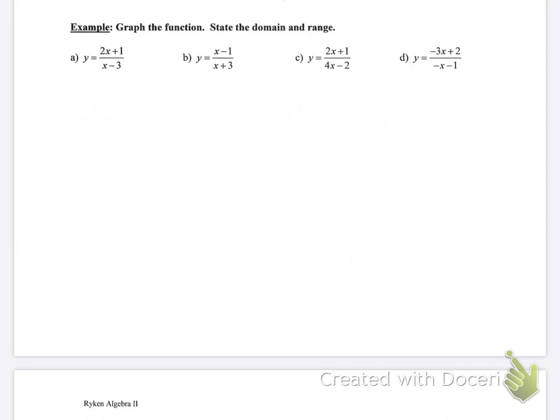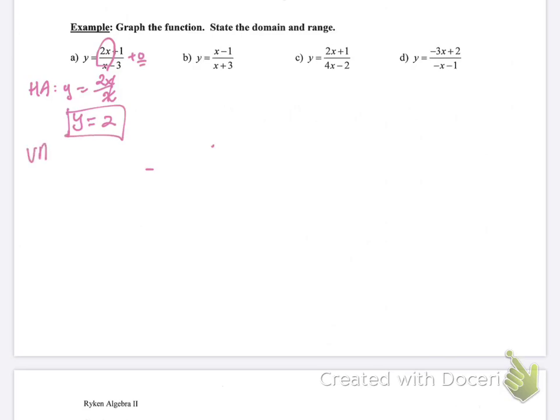So for these, graph the function, state the domain and range again. Okay, so notice you're like, okay, there is no k value here, but this is a different type. So this one, horizontal, you need to look at your front numbers there. So since they're the same, I'm going to do 2x divided by x. The x's cancel. Your horizontal asymptote is y equals 2.